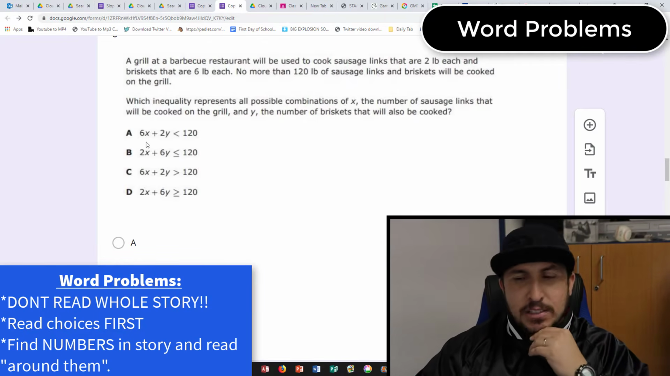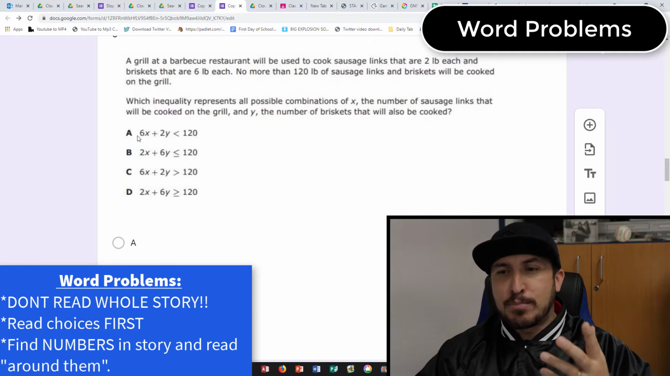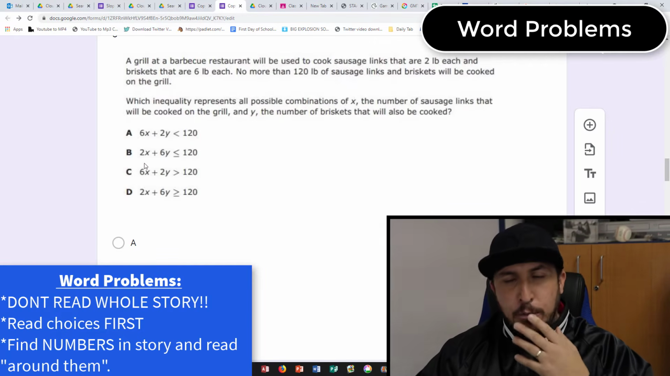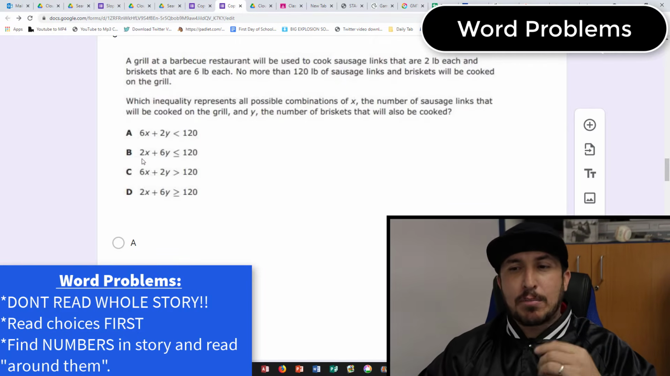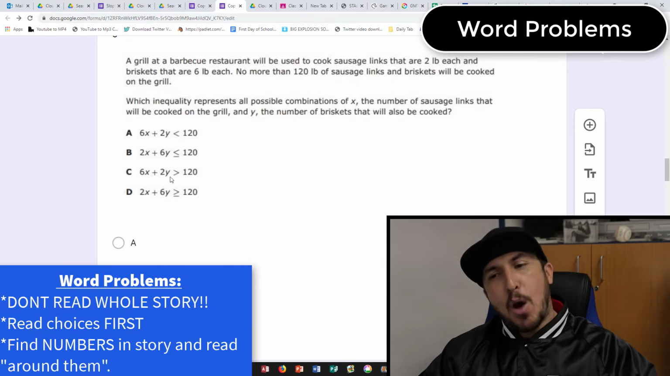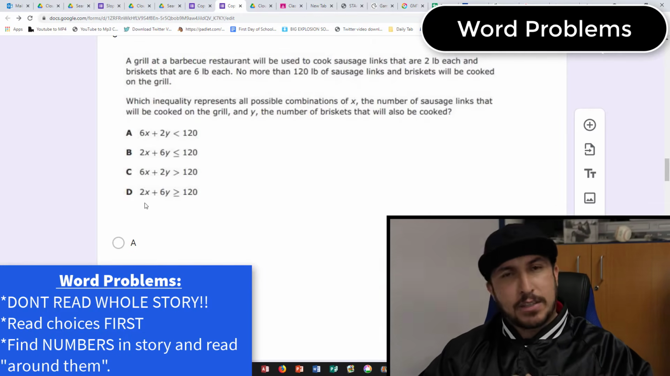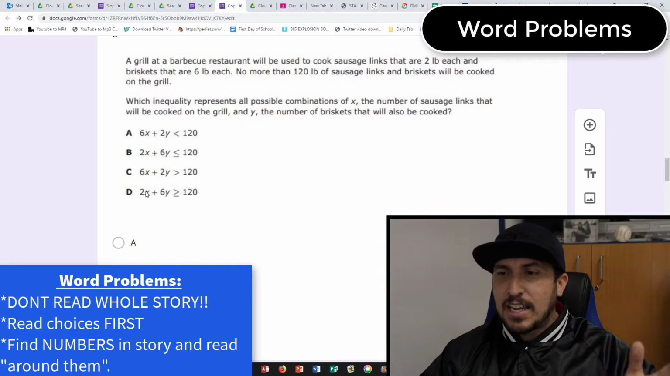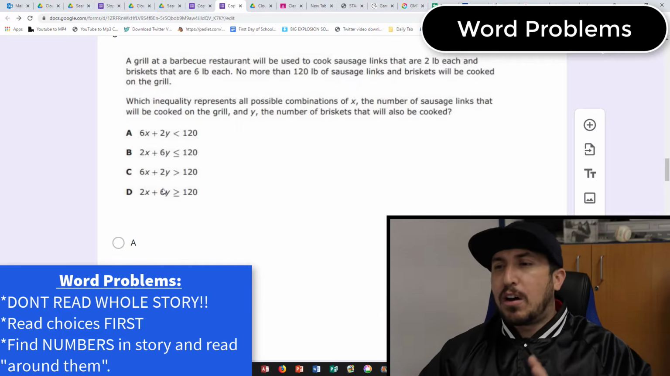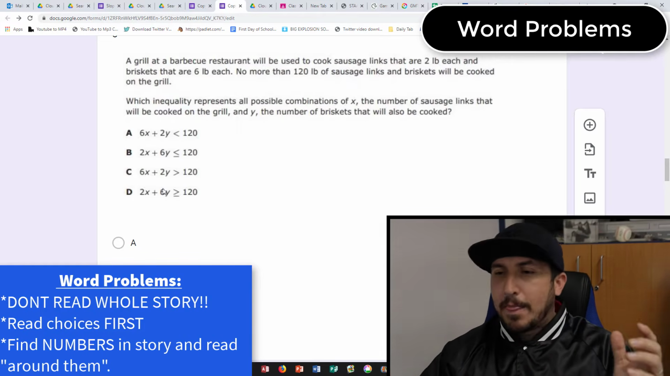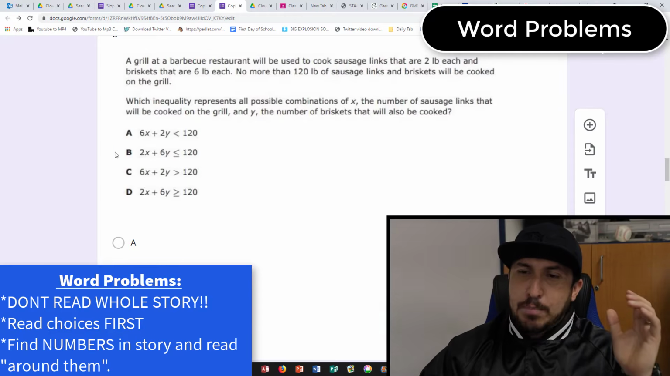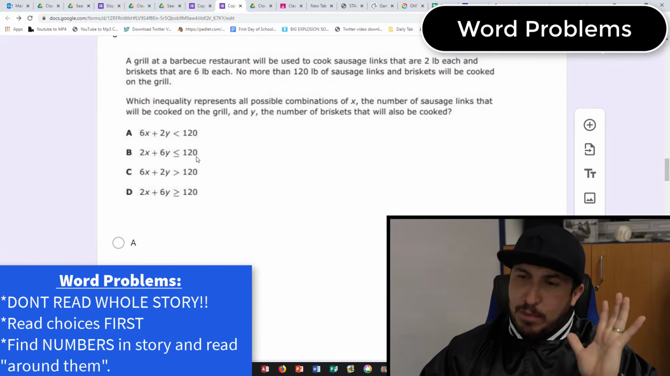Does choice A have 2x and 6y? No, he's got it backwards. Sorry. Does choice B have 2x, 6y? He sure does, I like him. Does choice C have 2x, 6y? Nope, he's wrong. Does choice D have 2x, 6y? Yes, he does, so I like B and I like D. Now, no more than 120. They all have 120 at the end. So I like B, I like D so far. They both have the 120 at the end.